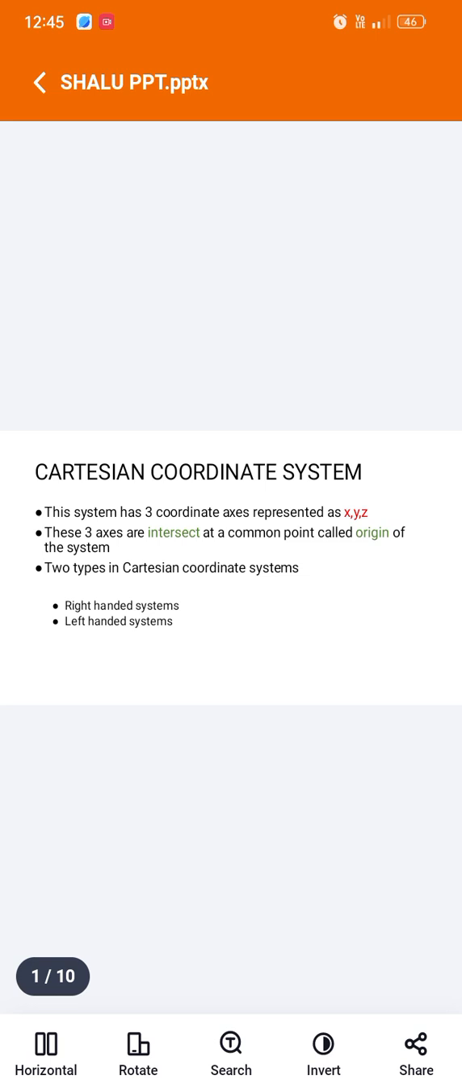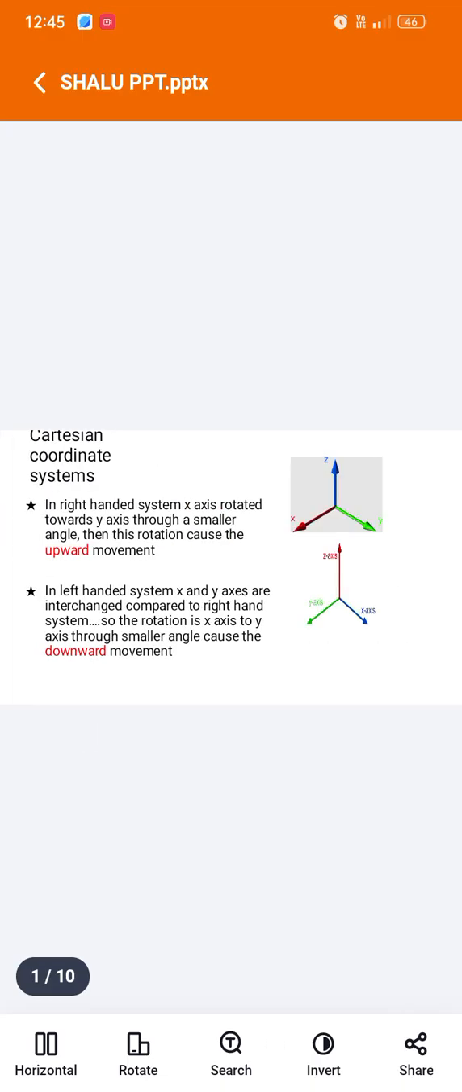First one is Cartesian coordinate system. The system has three coordinate axes represented as x, y, z. These axes intersect in the common point called origin. There are two types in the Cartesian coordinate system. First one is right-handed system. Next one is left-handed system. First, we have to discuss about right-handed system.